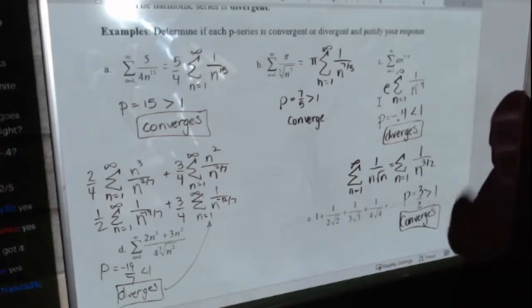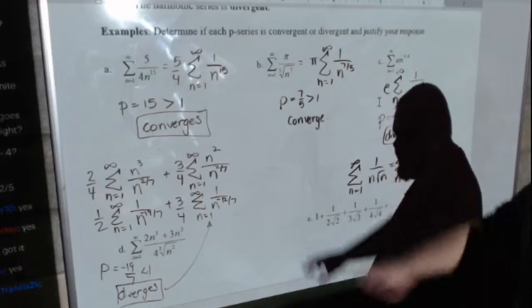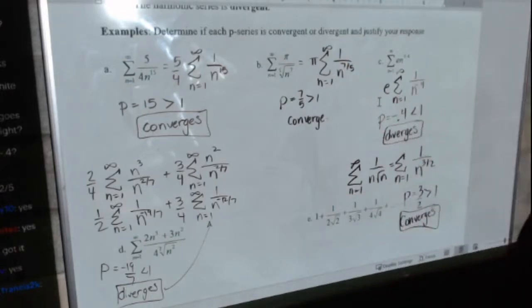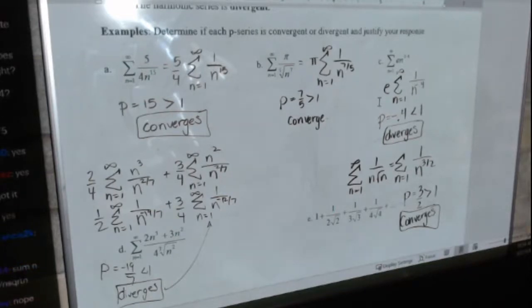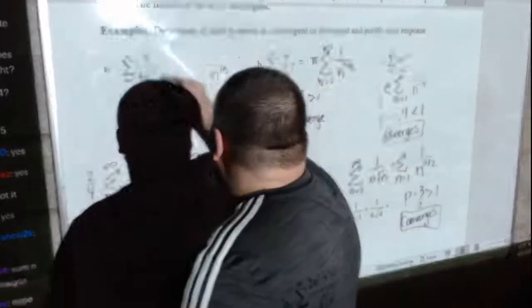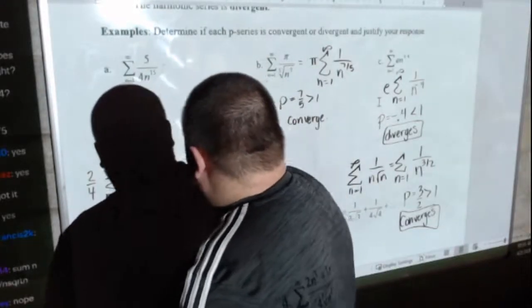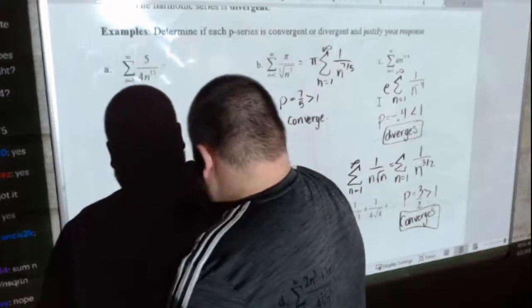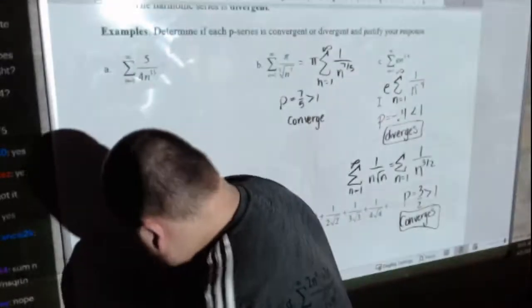So I'm not sure. I think that's all of the examples I have for P series. Any questions about these before I erase the board? Okay. So again, not too bad, I hope.